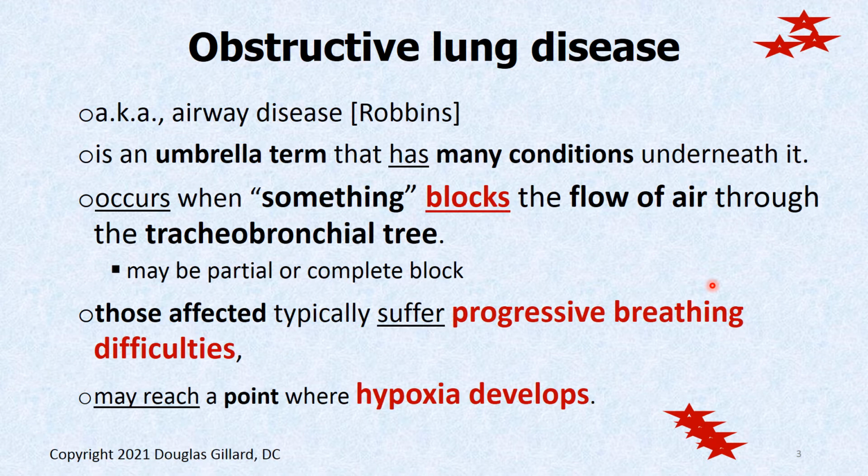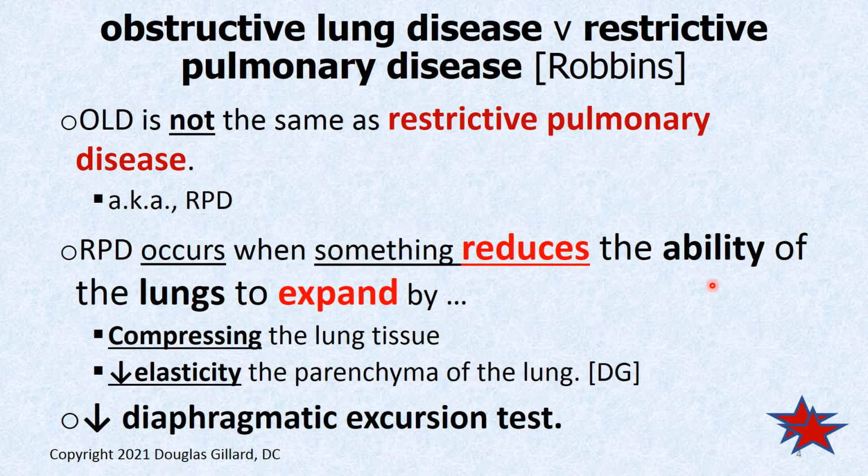Those affected typically suffer a progressive breathing problem, and it could reach a point where they develop hypoxia, and you know the rest of the story to that. There's always a confusion over obstructive lung disease. There's another major category of restrictive pulmonary diseases, which are a different animal, and I don't have time to go into all of them, but just to show you there's a difference between them. They're not AKAs for each other.